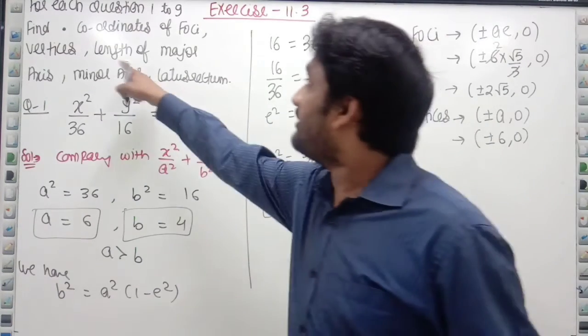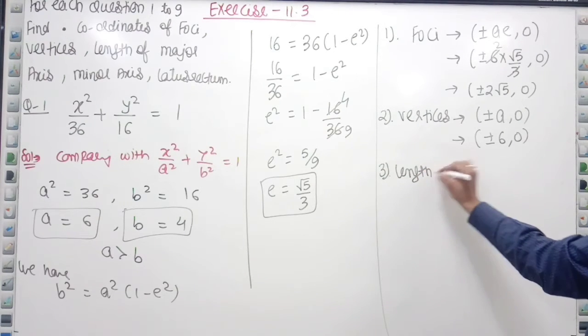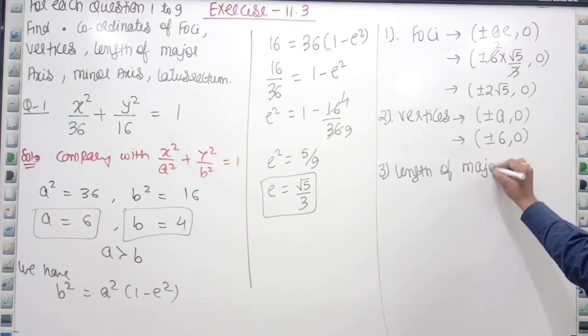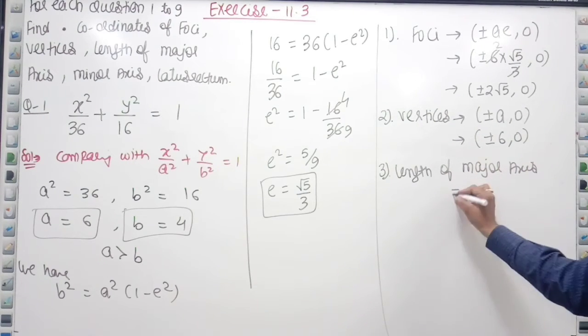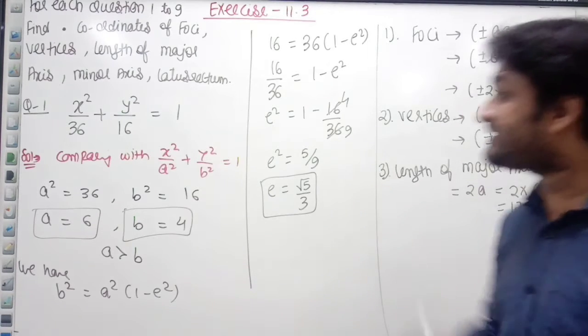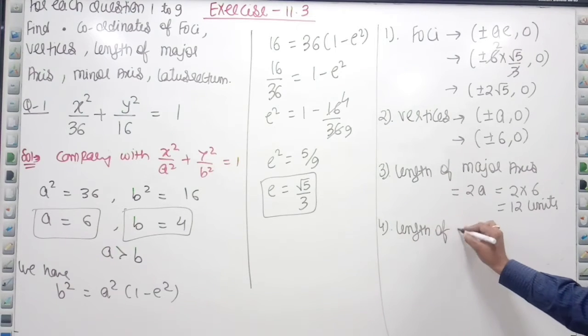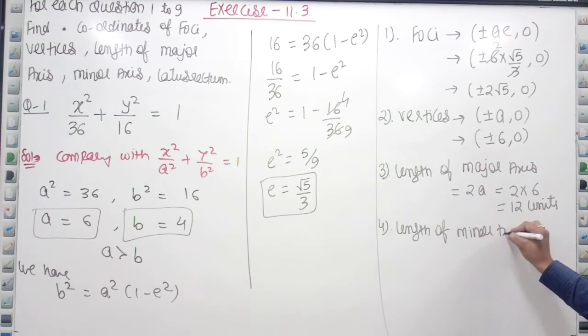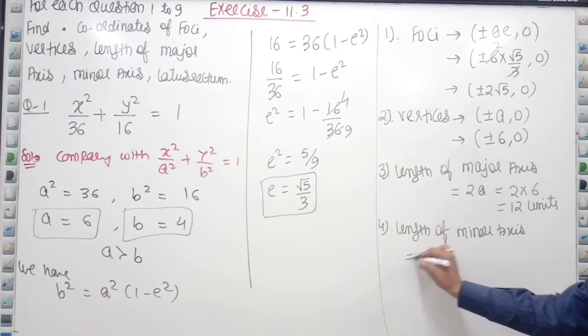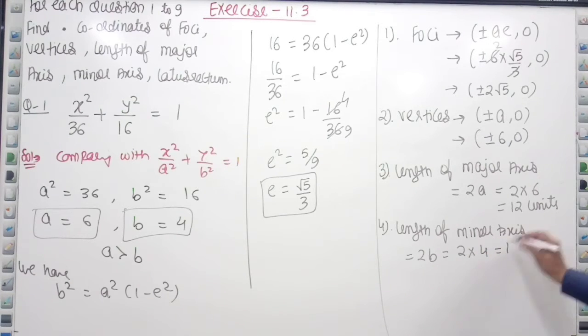The third thing is the length of the major and minor axis. Length of the major axis is 2a, that is 2 into 6, 12 units. Length of the minor axis is 2b, that is 2 into 4, this is 8 units.